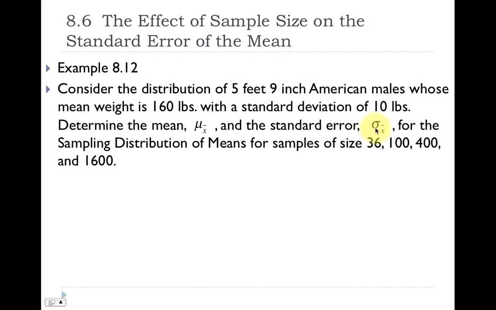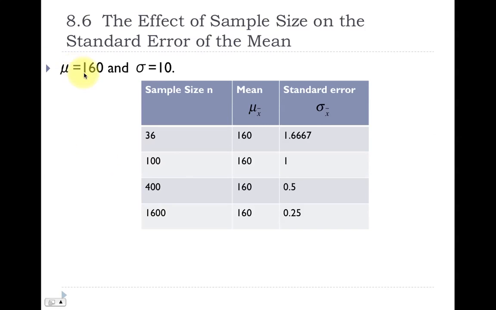Find the mean and the standard error for the sampling distribution of means for samples of size 36, 100, 400, and 1600. We did have an exercise like this last class. Let's just recap it and get better at calculating these things. If we have a mean of 160 and a standard deviation of 10, then no matter what the sample size is, the mean of the sampling distribution is always 160, always the mean of the population. The sample size can range from 36, 100, 400, 1600, but the mean of our sampling distribution, which is basically the mean of all the sample means, is always the same as the mean of the population. The standard error changes.